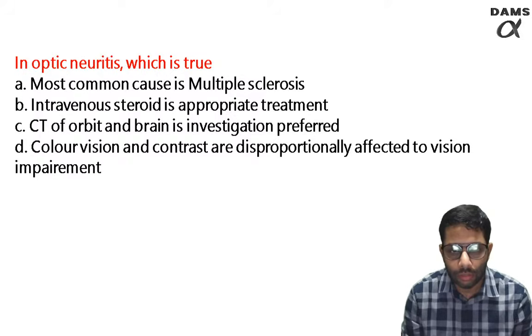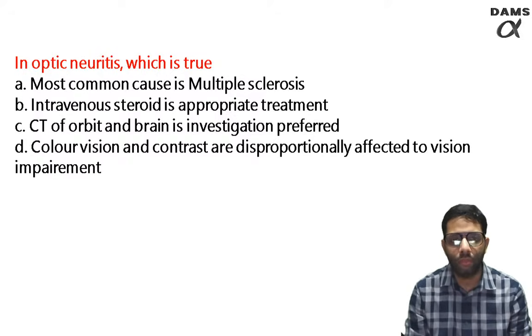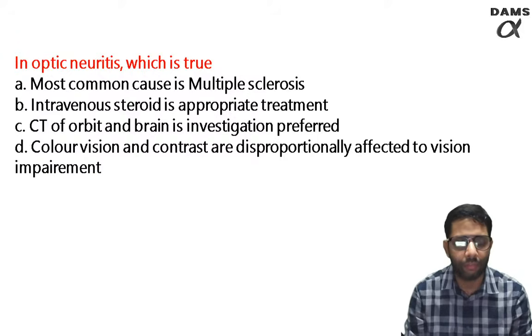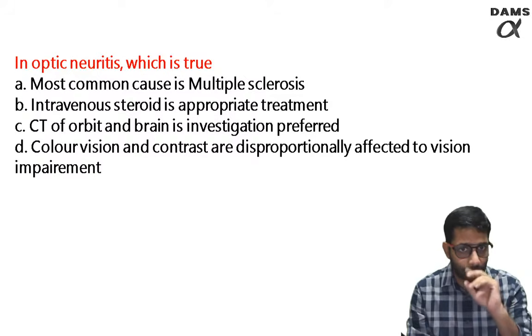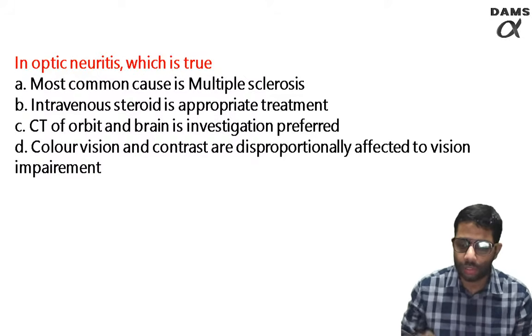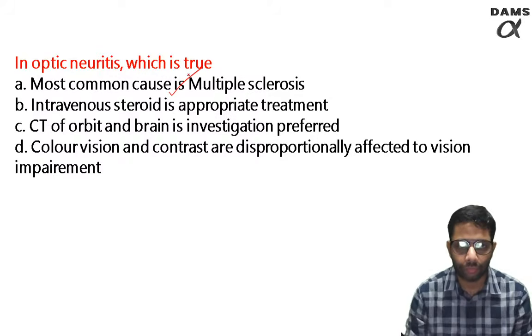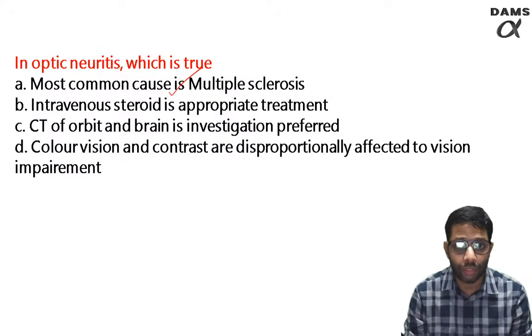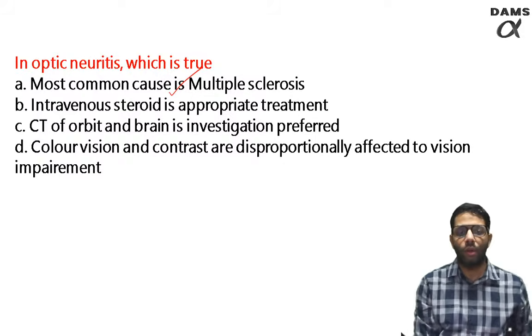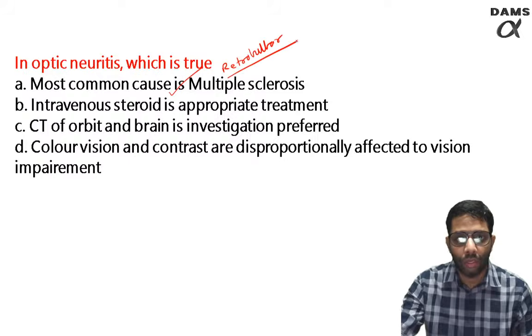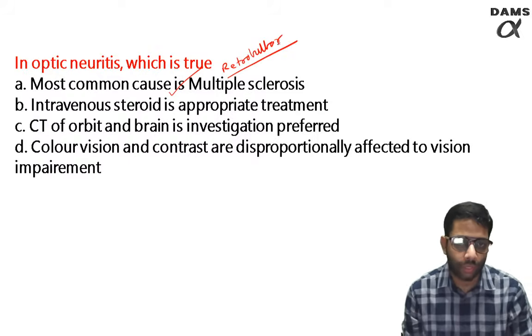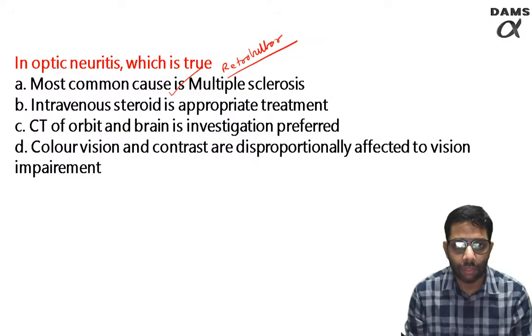So first question is similar to the question which was asked in May exam in INICET in 2025. In optic neuritis, what is true? First, the most common cause of optic neuritis is multiple sclerosis, and that is a true statement. And that usually causes retrobulbar neuritis. Retrobulbar means the inflammation is behind the eyeball. So most of the times when the patient presents to us, the fundus, the optic disc, can be normal. That was one of the options.